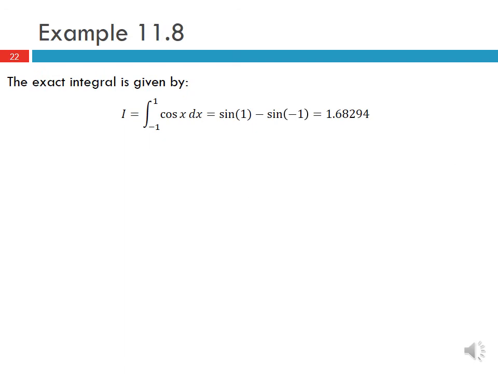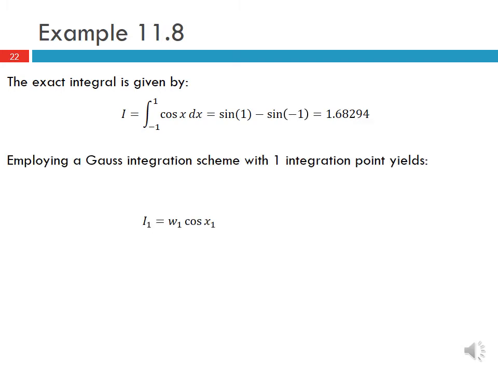So the exact integral is just sine of 1 minus sine of -1, so 1.68294. Employing a Gauss integration scheme with one integration point, the form is I is equal to W1 times cosine of x1. W1 was 2 and x1 was 0, so it is just equal to 2. And our relative error here is equal to negative 0.1884. This was our exact value minus our estimate divided by our exact value.